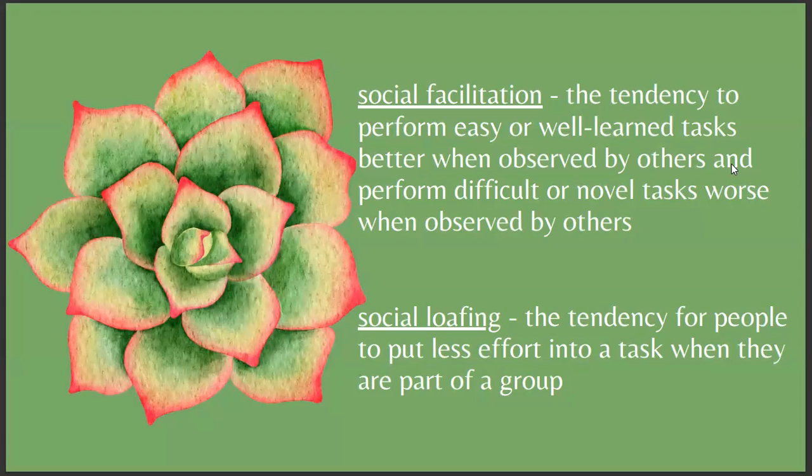Okay, next is the effect of other people's presence on your performance. So social facilitation is the tendency to perform easy or well-learned tasks better when observed by others, and perform difficult or novel, which is new, tasks worse when observed by others. The book's definition just stops with the tendency to perform easy or well-learned tasks better when observed by others. But I added that you can actually perform worse if you're performing a difficult task or a new task in front of other people. It doesn't really matter who it is. It's just the fact that you are in front of someone else.